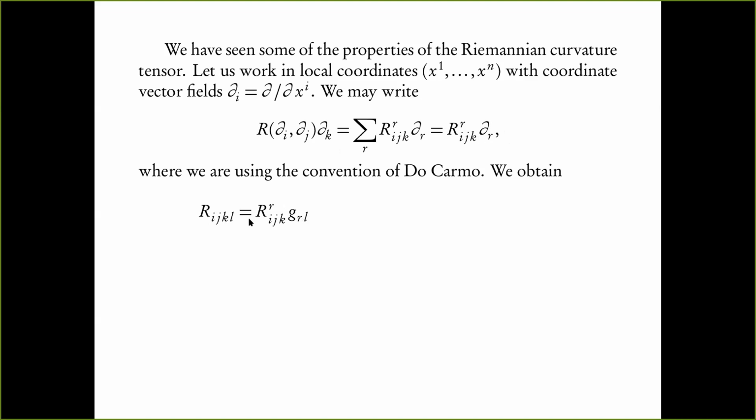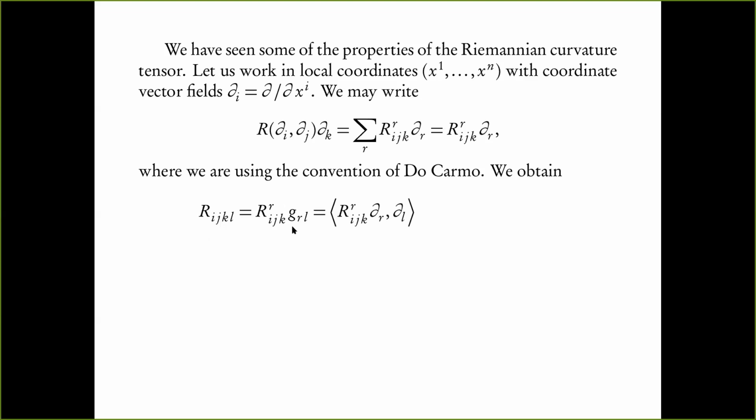So R_ijkl is nothing but the sum over r of these functions times g_rl, where g_rl is simply the inner product of ∂/∂x_r with ∂/∂x_l. Is this clear? I mean, this simple notational aspect. These are really what one is going to be interested in the long run, and this quantity is nothing but these functions multiplied with g_rl and summed over r.